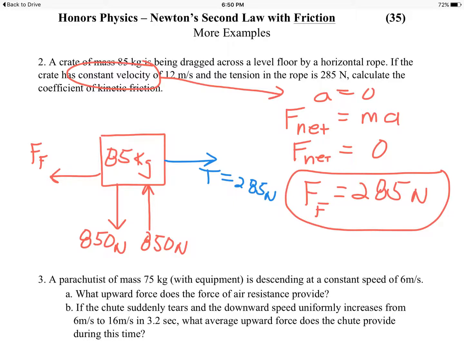That would have been the F net originally. But for now, it's just moving at a constant velocity. Doesn't matter whether the constant velocity is 12 meters per second or 500 meters per second. Those two forces must be equal.